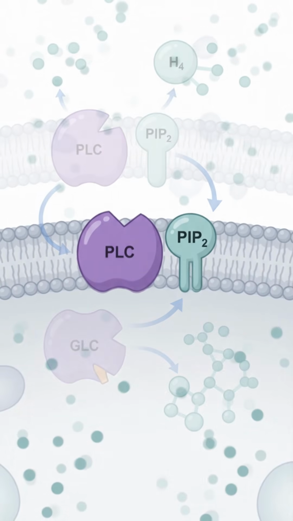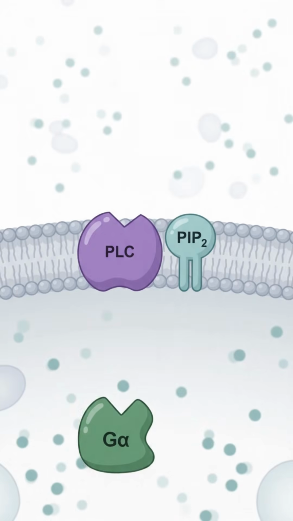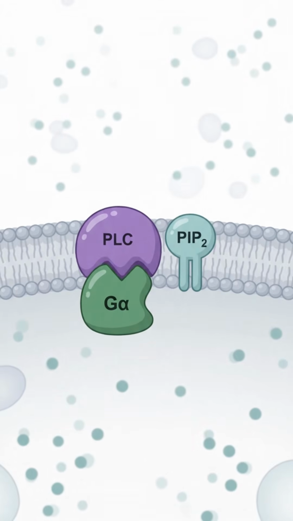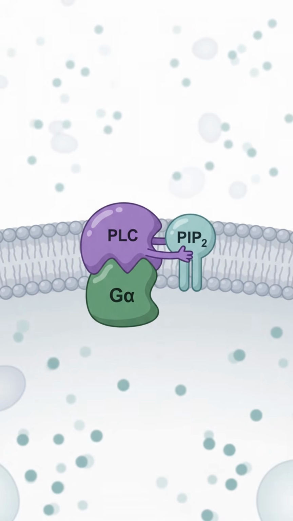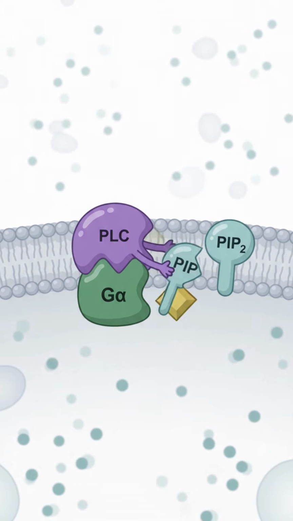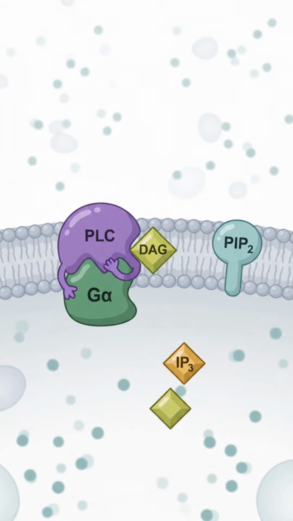There's a third path. If the alpha subunit is GQ, it activates a completely different enzyme, phospholipase C. PLC cuts a membrane lipid called PIP₂ right in half, splitting it into two separate second messengers, IP₃ and DAG.